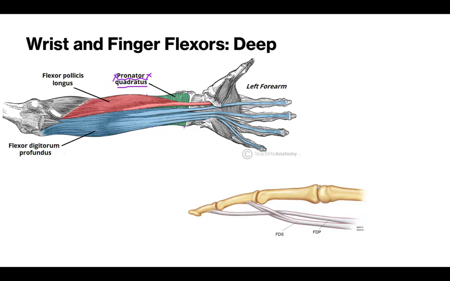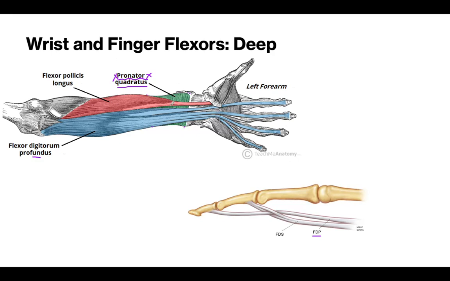Then let's go to the flexor digitorum profundus, right? That's the one that we abbreviate with FDP. FDP, flexor digitorum profundus, is a more medial muscle, so it is going to be on the ulna side. You could kind of see profundus, the ulna. So it's on the ulna side.